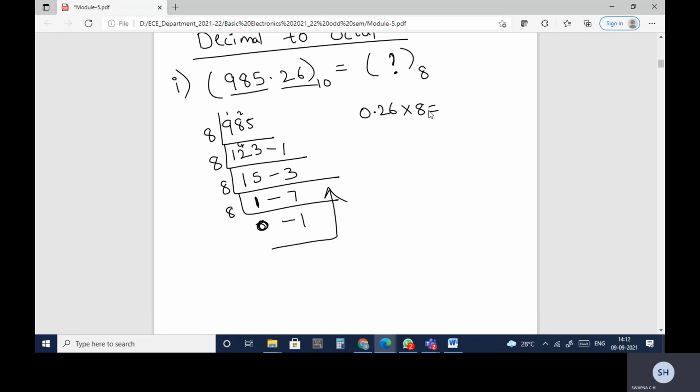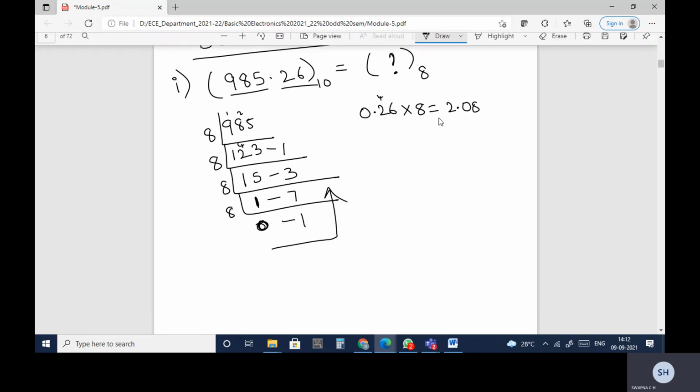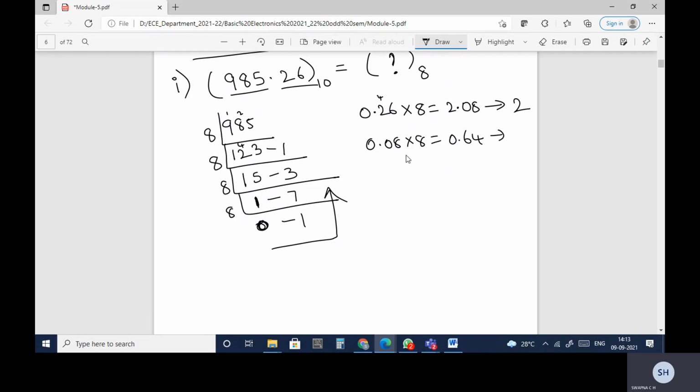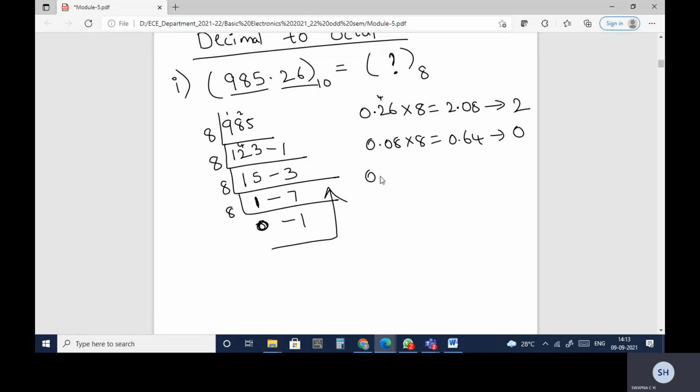So 0.26 into 8: 8 sixes are 48, so 4; 8 twos are 16, 16 plus 4 is 20. So 2.08. Here you need to separate the fractional part and the integer part. The integer part you write here and the fractional part you take here. So 0.08 into 8 is nothing but 0.64. Here the integer part is 0. So again 0.64 into 8.